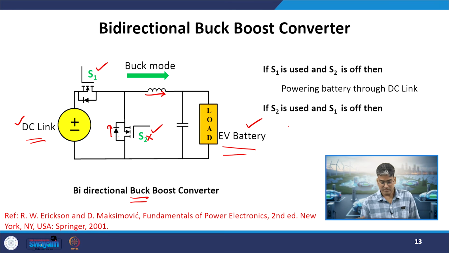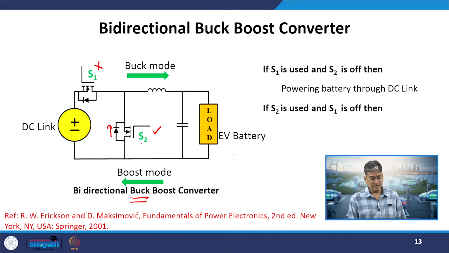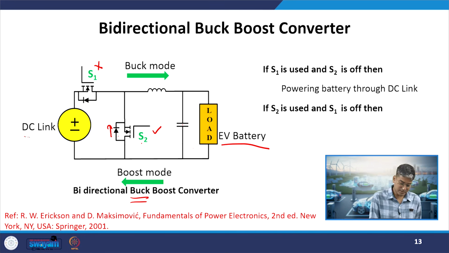Now the vice versa condition: switch 1 is not given the pulse, and only switch 2 is operated. In this case, when switch 2 is closed, the inductor is getting connected across this EV battery bank. When I open switch 2, the inductor will be discharging. So in this case, what will be the power flow direction? The power will be flowing from the EV battery bank to the DC link converter.